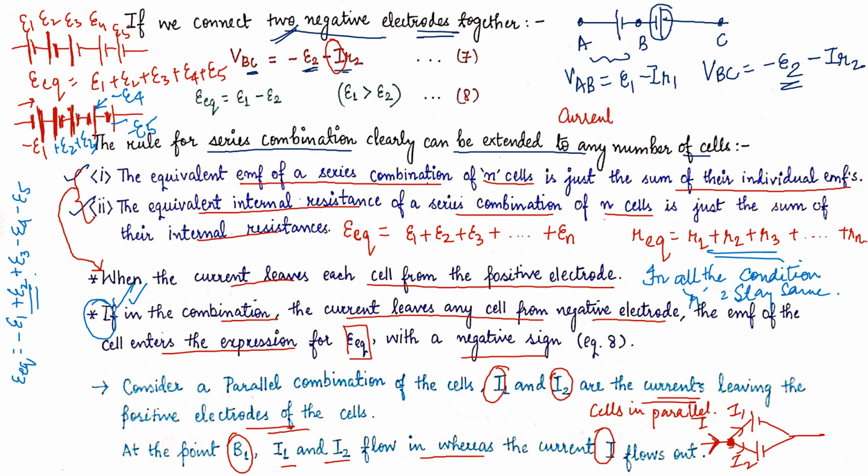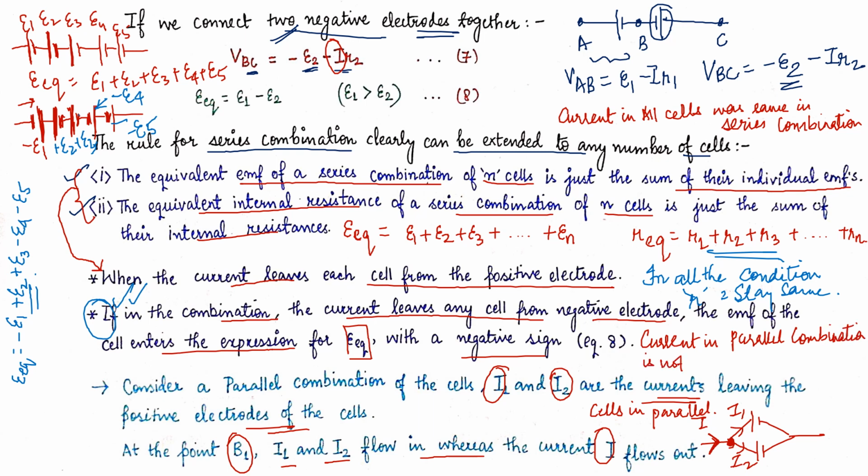Current in all cells was the same in series combination. Okay, but I'll write over here, current in parallel combination is not the same. Okay, now we will move to the next.